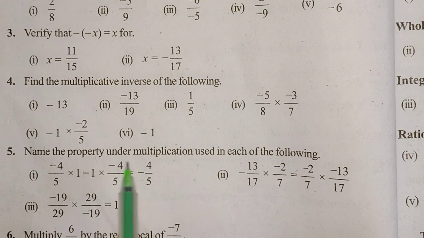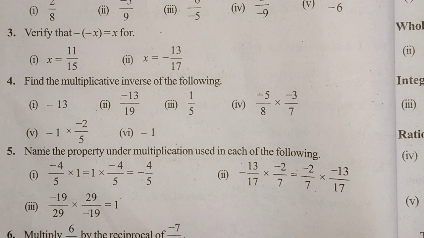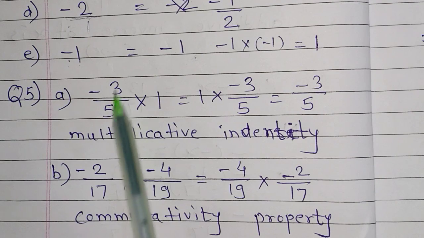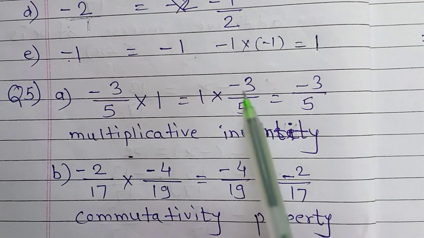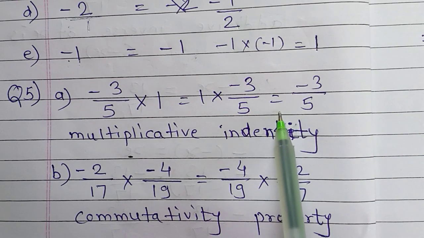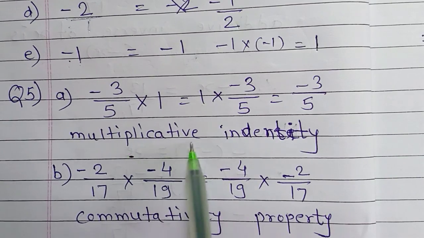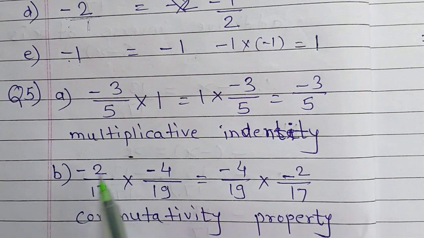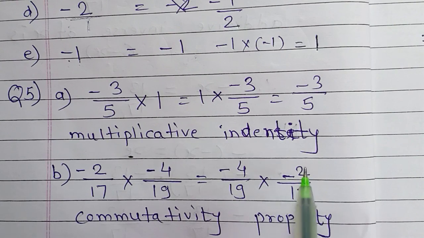Name the property under multiplication used in each of the following. Here also I have taken some other examples. So the first one is minus 3 upon 5 into 1, or 1 into minus 3 upon 5. It gives me the answer minus 3 upon 5, which is multiplicative identity. Another example I have taken minus 2 upon 17 into minus 4 upon 19, which is equal to minus 4 upon 19 into minus 2 upon 17.